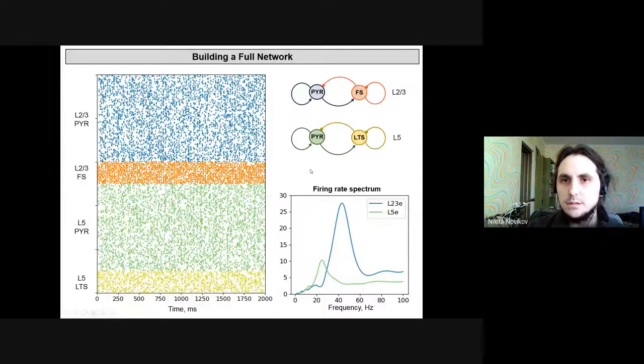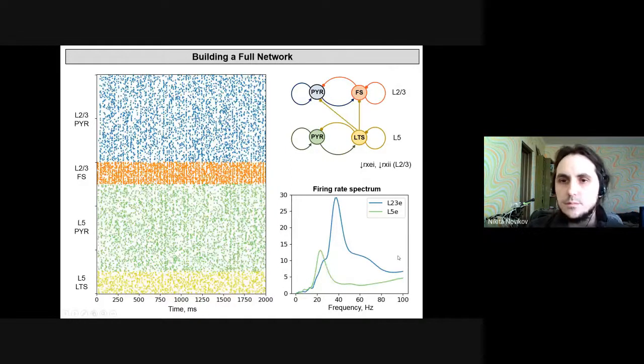And now we have these 2 circuits. We have these peaks for them in beta and gamma, and now we connect them. Of course, decreasing the external weights. The peak for layer 2-3 is slightly shifted towards lower frequencies.